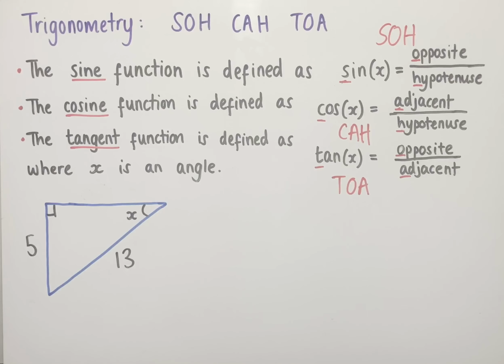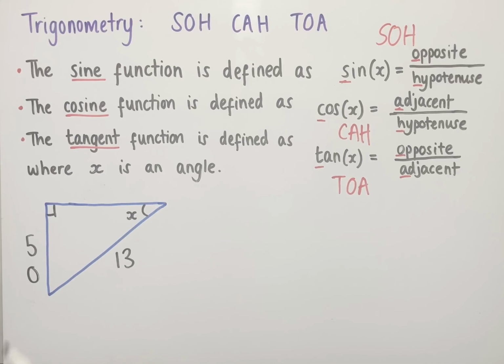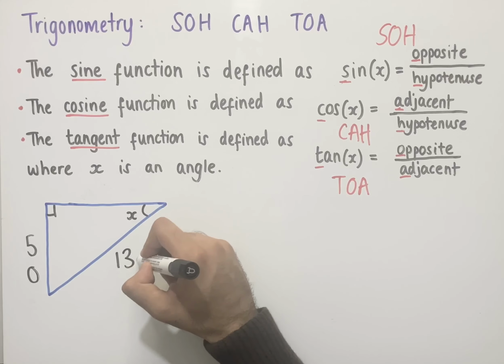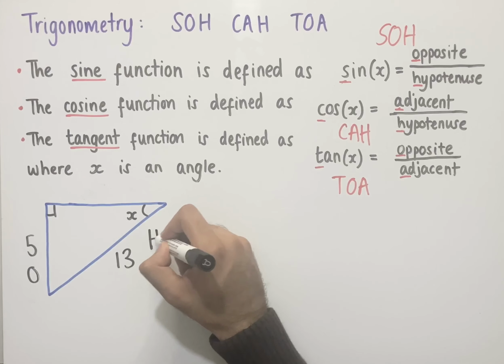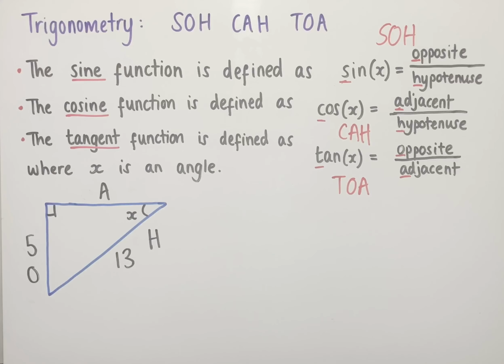So the first thing we do is label each of the sides in relation to the missing angle. The opposite side is the 5 here, we can label that as O. The hypotenuse is the side that's opposite the right angle, so we can label this side 13 as H, and the side that's left over is the adjacent side, which we label as A. So we see that we've got the opposite side and the hypotenuse, and so looking at our acronyms, we need to find an acronym that has O and H in it, and we see that SOH is the one that has O and H in it.